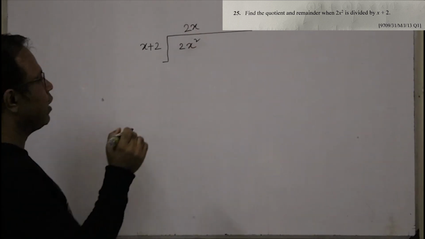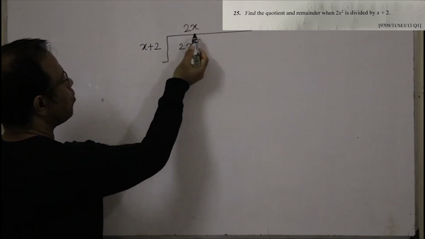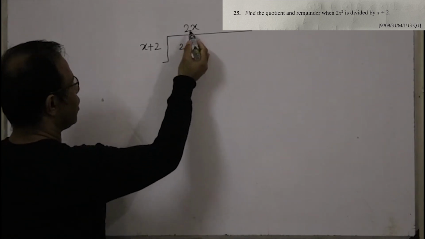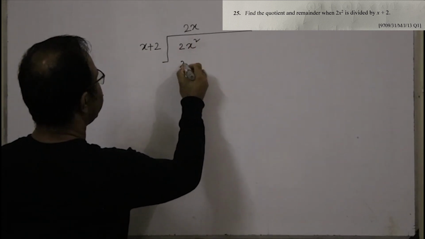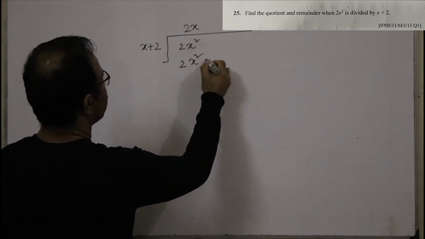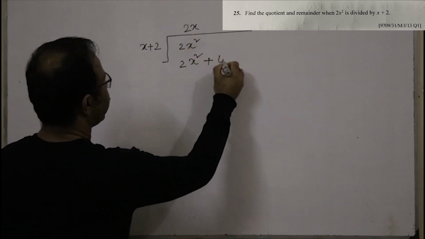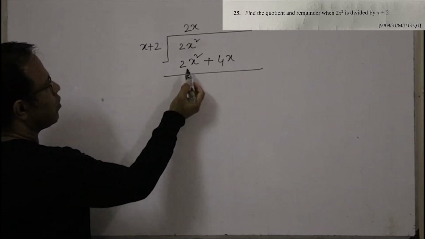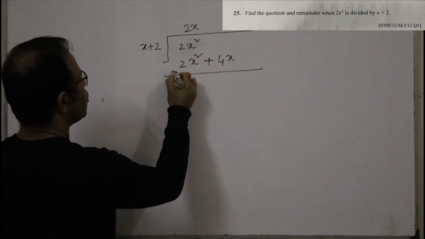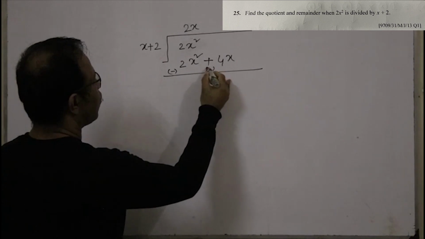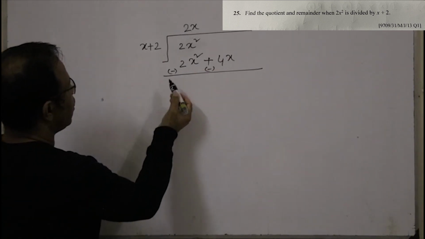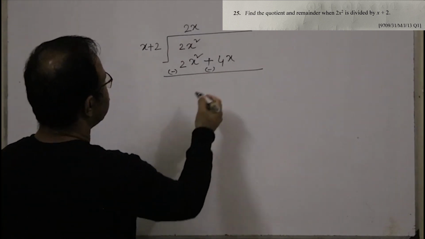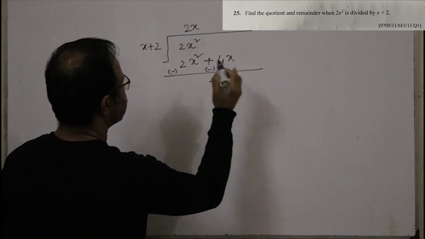So we need to multiply x plus 2 by 2x, and we should write it underneath 2x squared. So it will be 2x squared plus 4x. As we subtract all the terms from here, we change the sign of the underneath line. Here is a plus, we should write minus. Here is a plus, we should write minus. It will be minus 4x.